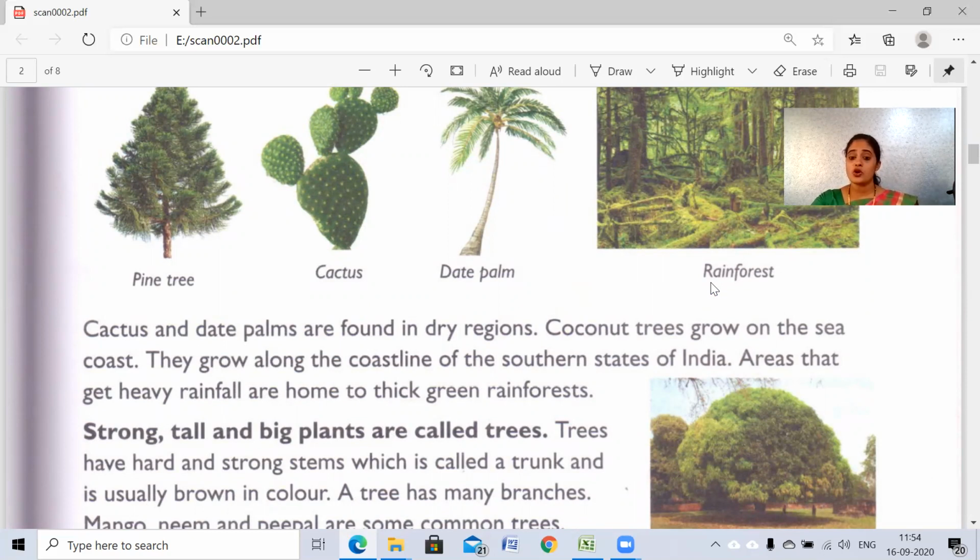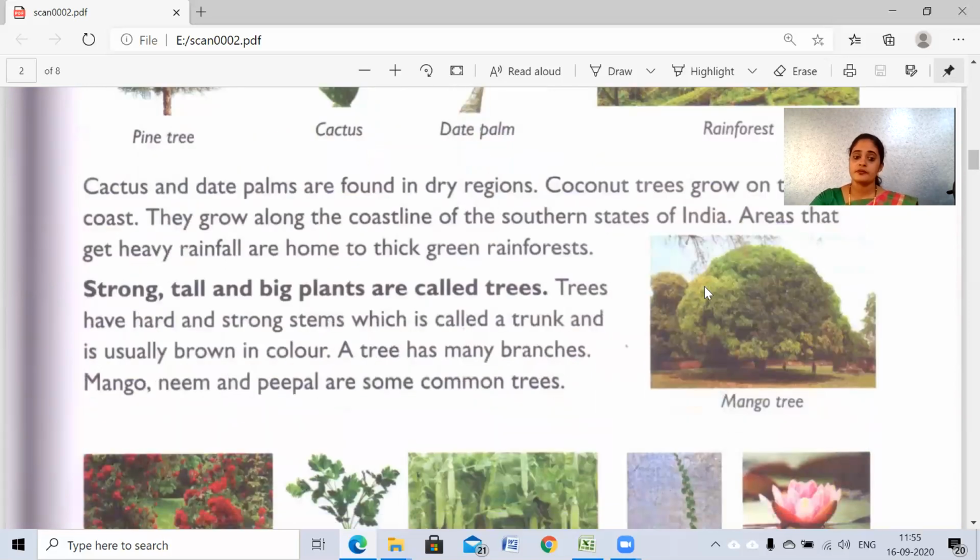Okay, come to the coconut tree. Where will it grow? Coconut trees grow on the sea coast, especially where water is available in large amounts. Okay, no? See, they grow along the coastline of the southern states of India, especially. You can see it in Kerala. It's more in number. Isn't it, children? Yes. In areas that have heavy rainfall and are home to thick green rainforest, we can see coconut.